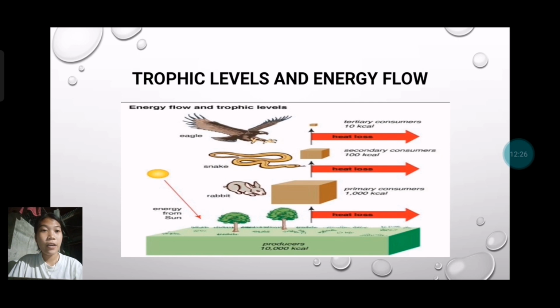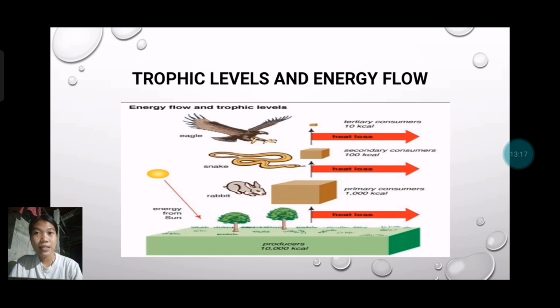As you can see, there are the trophic levels in energy flow. There are rabbits, snakes, and the eagle. So, in ecology, plants are the producers. They contain 10,000 kilocalories and get energy from the sun. Rabbits are the primary consumers. When they eat plants, heat loss occurs, or energy loss, so the rabbit gets only 1000 kilocalories from the plants. The same thing happens when the rabbit is eaten by the snake and the snake is eaten by the eagle.